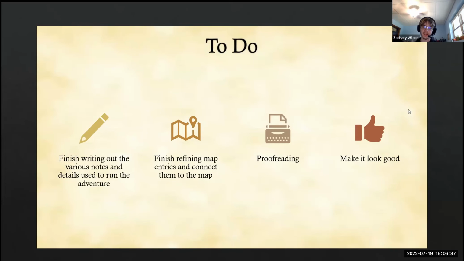And finally, the things I still have left to do on the project. I still need to finish detailing the in-depth notes of the adventure. I need to finish refining the map entries and then start connecting them to the actual map. I need to proofread everything to make sure that it all flows well and obviously doesn't have any spelling or grammatical errors. And then from there, I just need to make it look good, pretty up everything, add textures to make it all look nice, make it feel like a proper campaign book rather than just a bunch of words on a piece of paper.